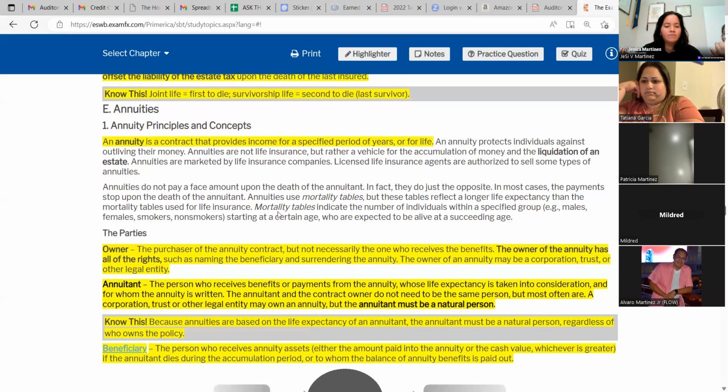What do you mean? It says it's the income, right? So yeah, to get it. Oh, you're not correct.